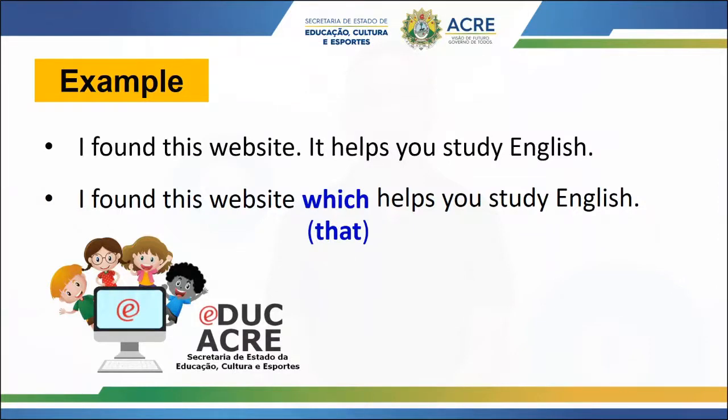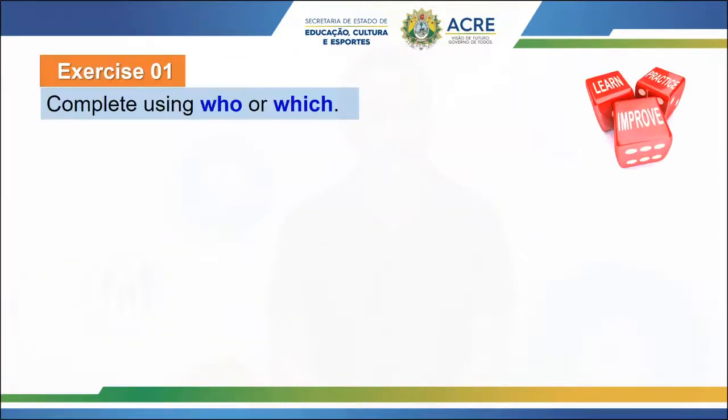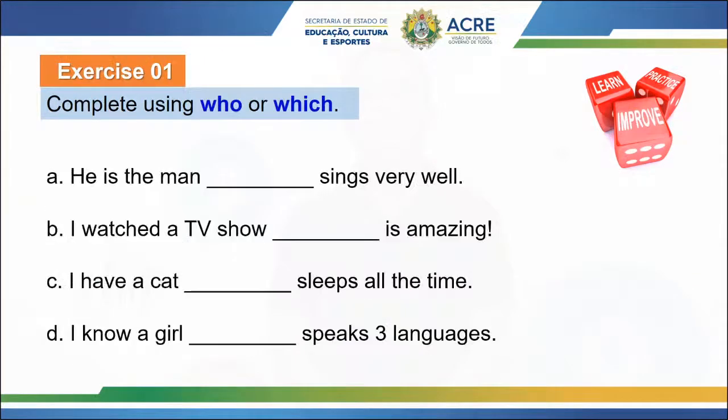Alright guys, now let's review what we have just seen, okay, with some exercises. Okay, exercise number 1, complete using who or which, okay? Very easy, very simple. Right. So let's see the questions. Letter A, we have, he is the man, right? Blank, sings very well. Okay, he is the man, blank, sings very well.